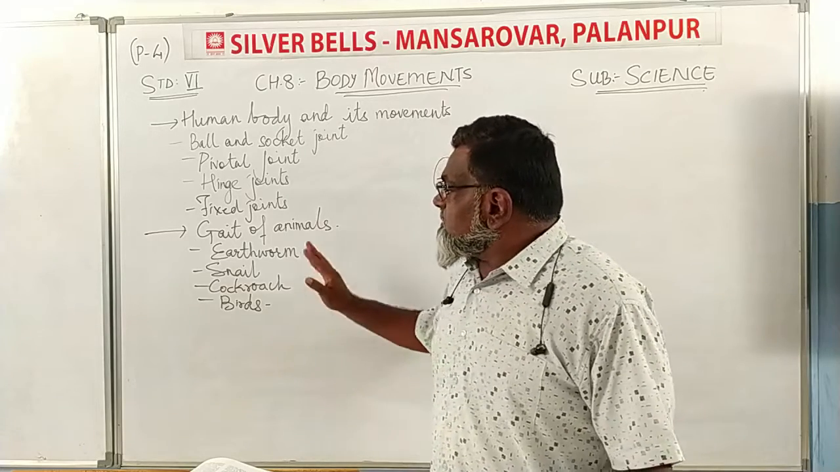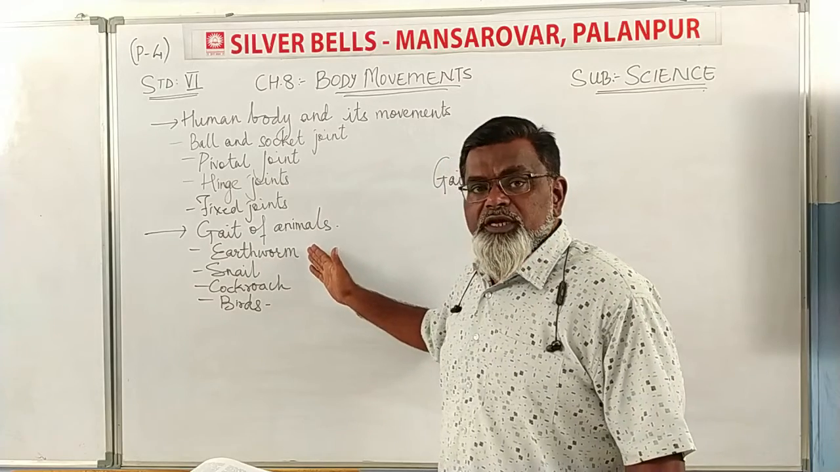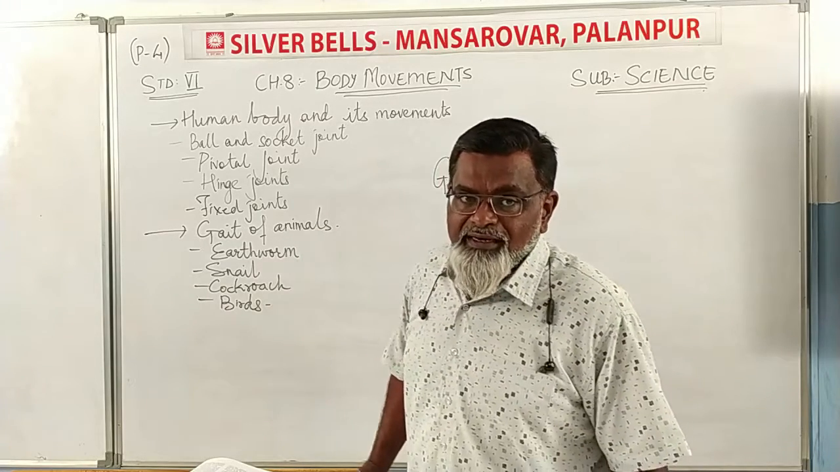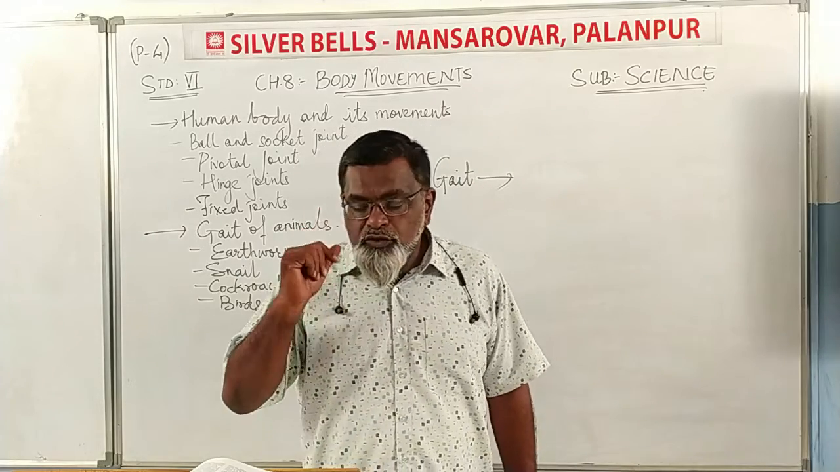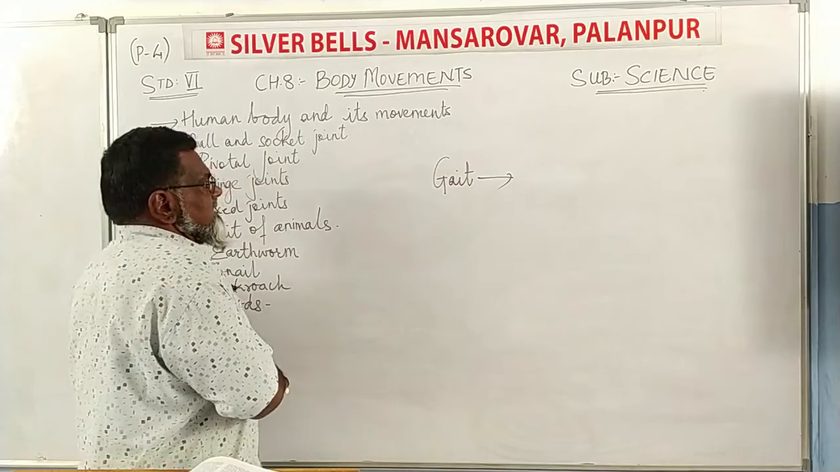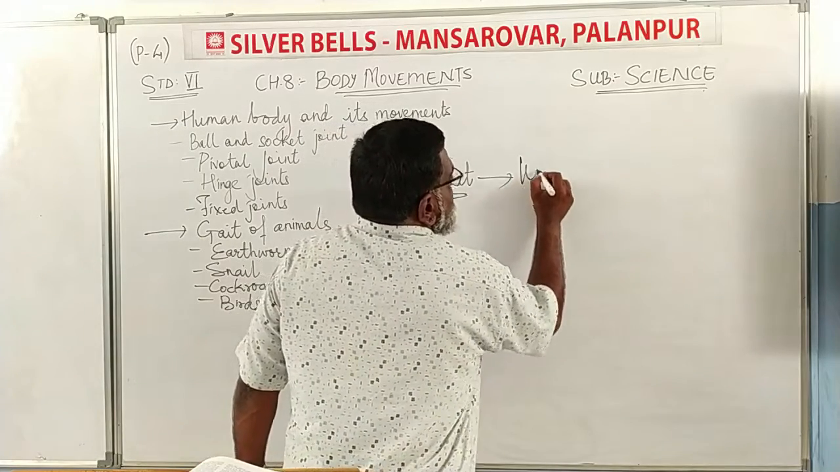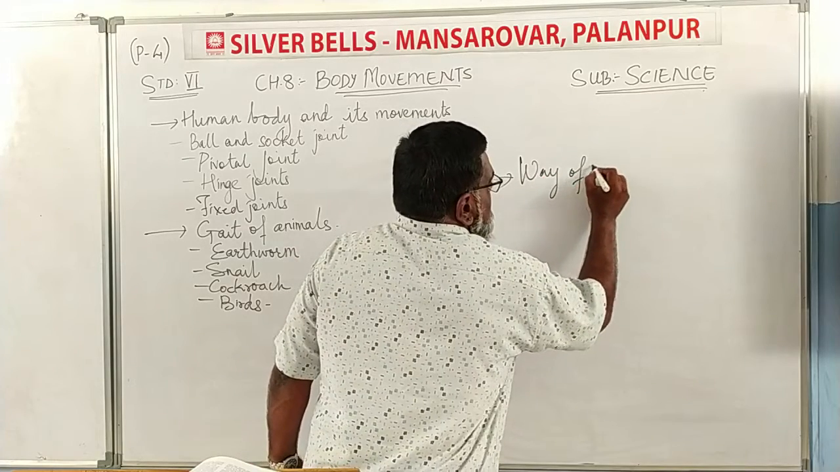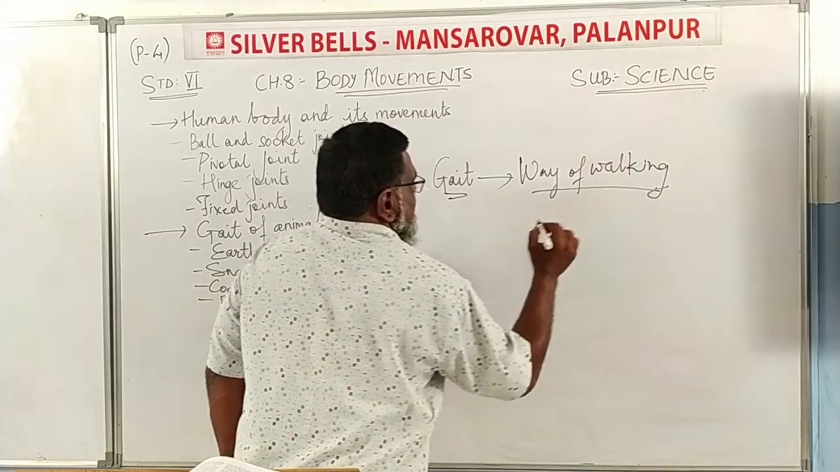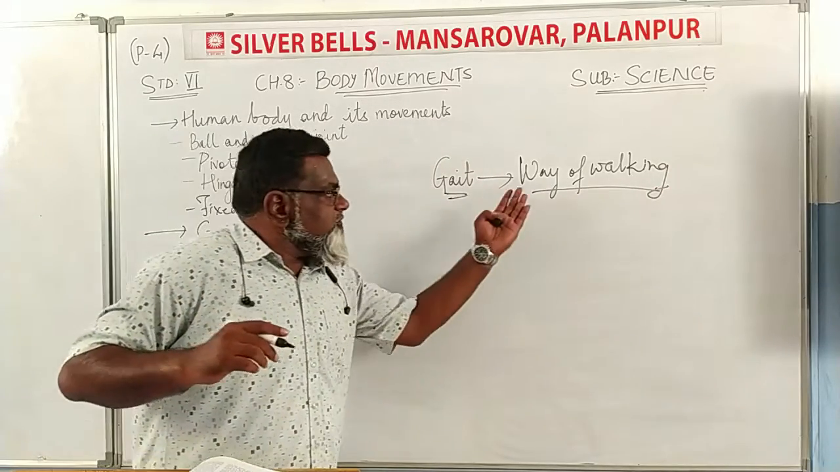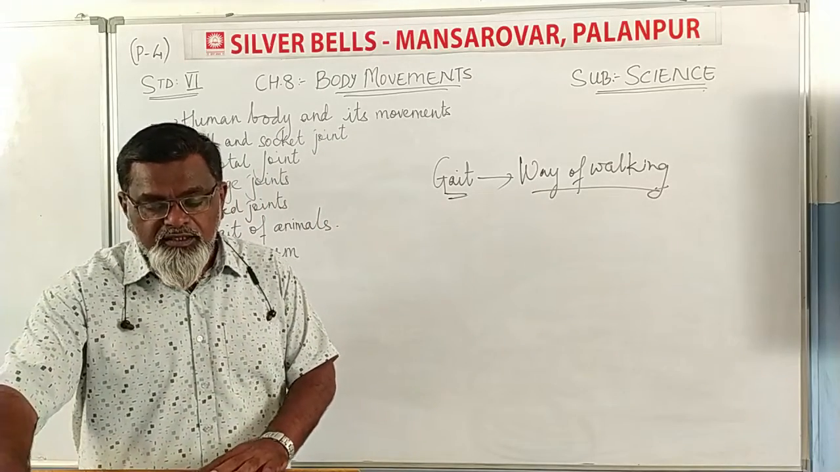Now, we are going to study the next part, gait of animals. In this part, we are going to study these types of animals: insects, earthworm, snail, cockroach, and birds. As the word says, gait, what do we mean by gait of animals? It's the way of walking. The simple word, gait: the way of walking of an animal. So we are going to study this in this chapter.